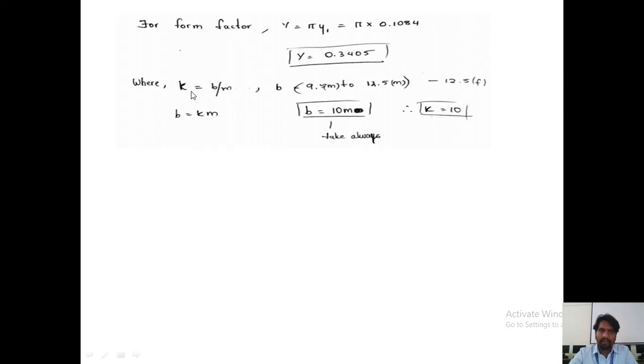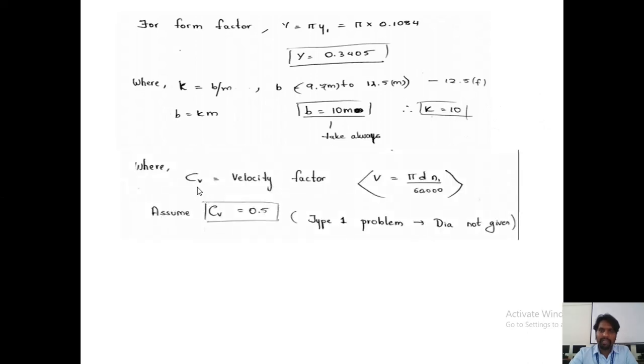And to calculate K, K is equal to b by m, or b is equal to K into m. b is the face width and m is the module. So in the data handbook, b is given as 9.5 times the module to 12.5 times the module. In between the range, we need to take the average, or commonly we take b equal to 10m. Since b is equal to K times m, K will become 10. So irrespective of the problem, in this spur gear, take directly K equal to 10.